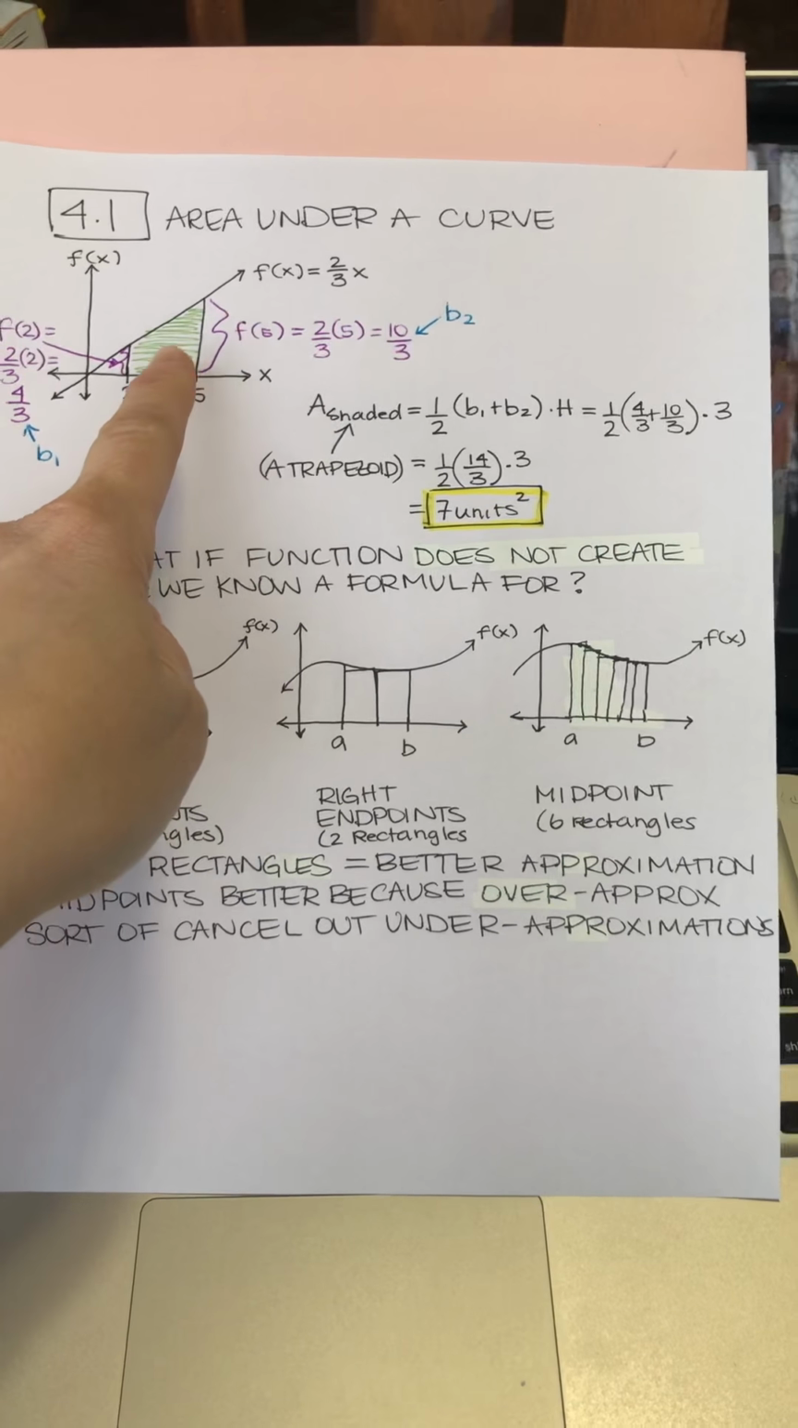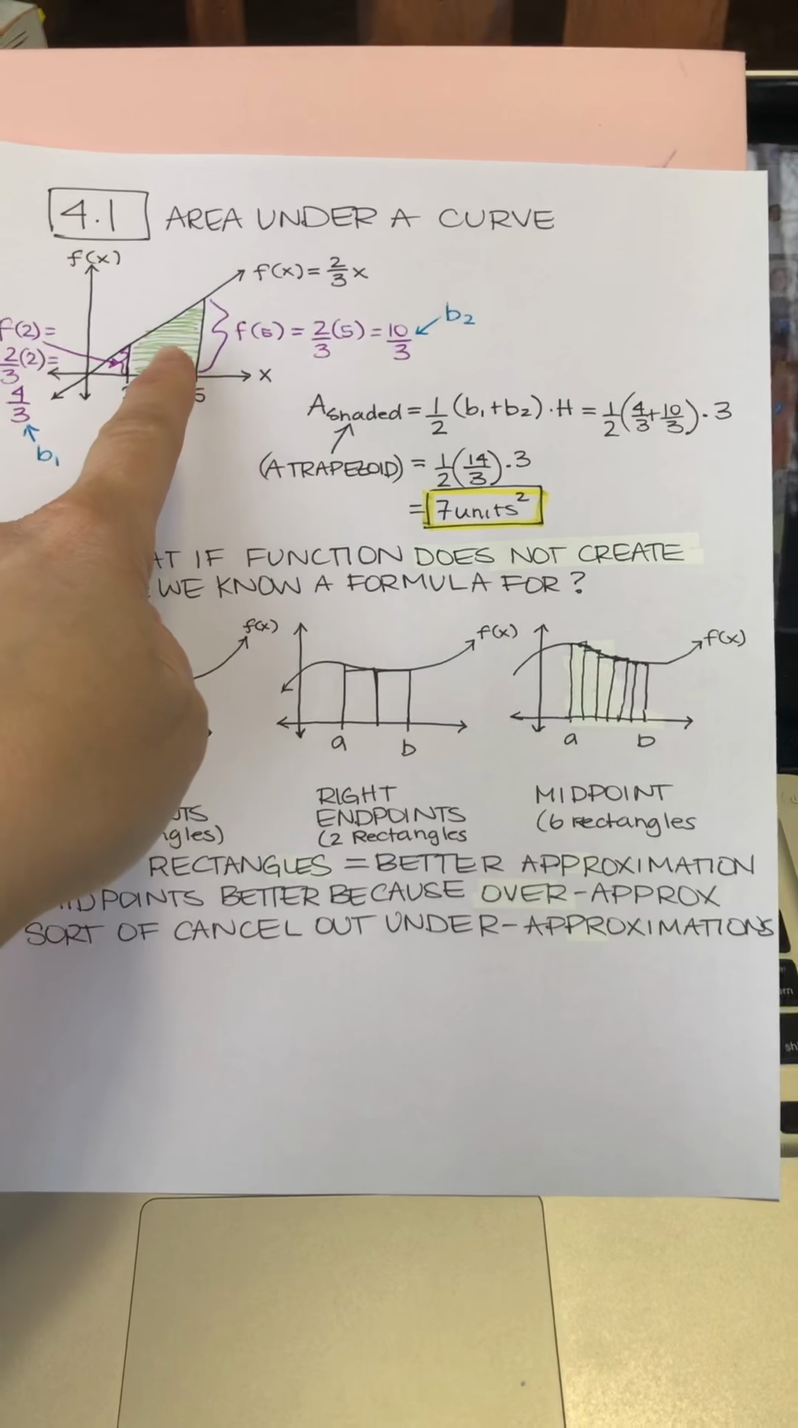But the problem is sometimes the function will not create a shape we have a formula for. So what we're going to do is put rectangles under the curve and then use either the left endpoint, right endpoint, or midpoint method to find the areas.